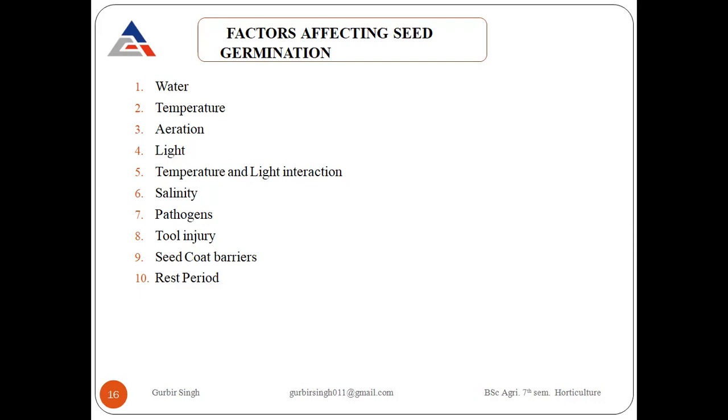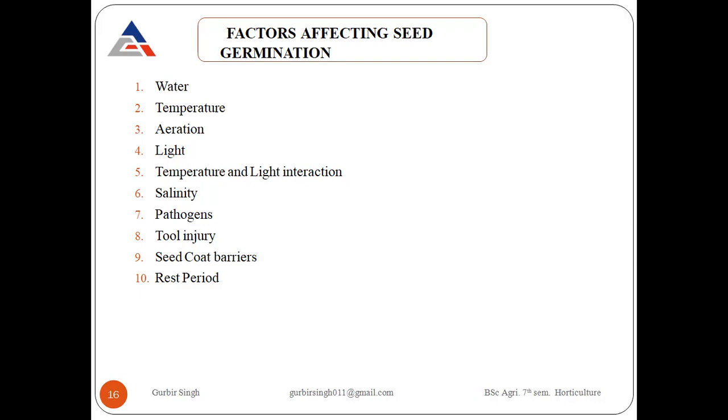The temperature requirement of seed varies from species to species. For example, seeds of cool season vegetables like cabbage, broccoli, celery may germinate at or below 4 degrees centigrade, whereas the seeds of warm season vegetables, tomato, cucumber, pumpkin, germinate freely above 10 to 15 degrees centigrade. So the optimum temperature range for the seeds of most food plants is 25 to 30 degrees Celsius.